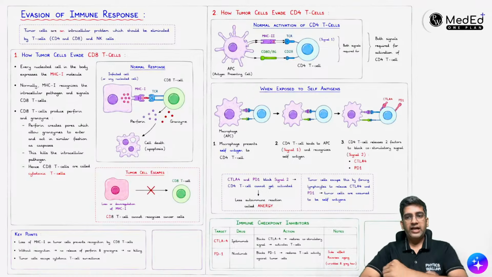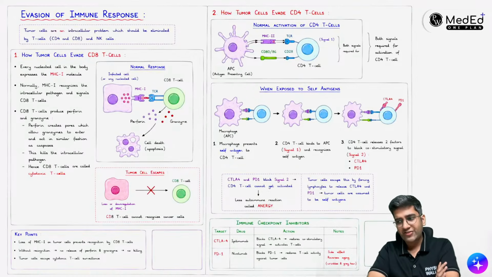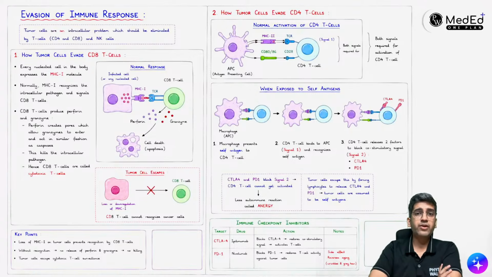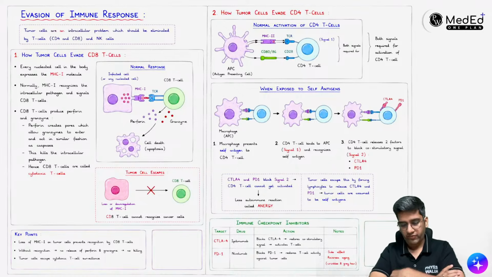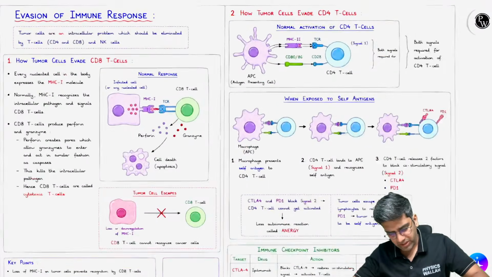Sorry. I feel evasion of immune response. Also, there's a very likely chance it can come as a 5 mark question because again, it's a new concept. Because immunotherapy is something which is rapidly evolving in cancer treatment, and there's a possibility it can come as a short note. Fine. Okay.